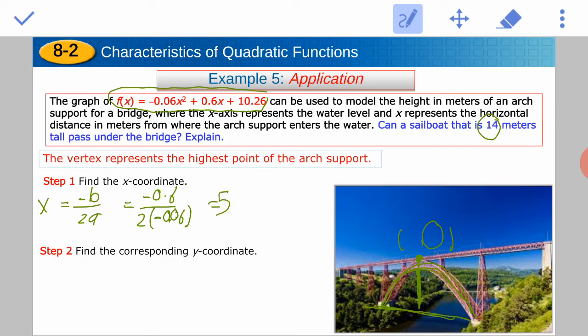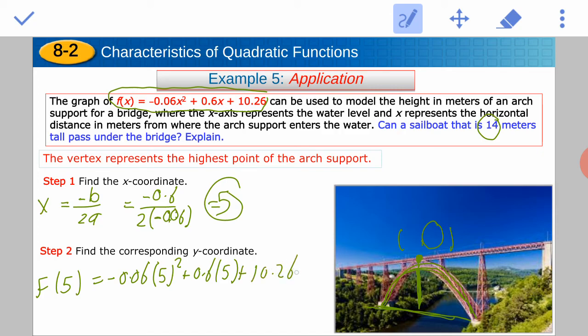So the x coordinate of the vertex is gonna be 5, but my concern is the y coordinate. How do I get the y coordinate? By substituting this 5 in the original function. So we need to find f of 5. F of 5 is equal to negative 0.06 times 5 squared plus 0.6 times 5 plus 10.26. Guys, if you put all of that in the calculator, the answer is gonna be 11.76 meters.